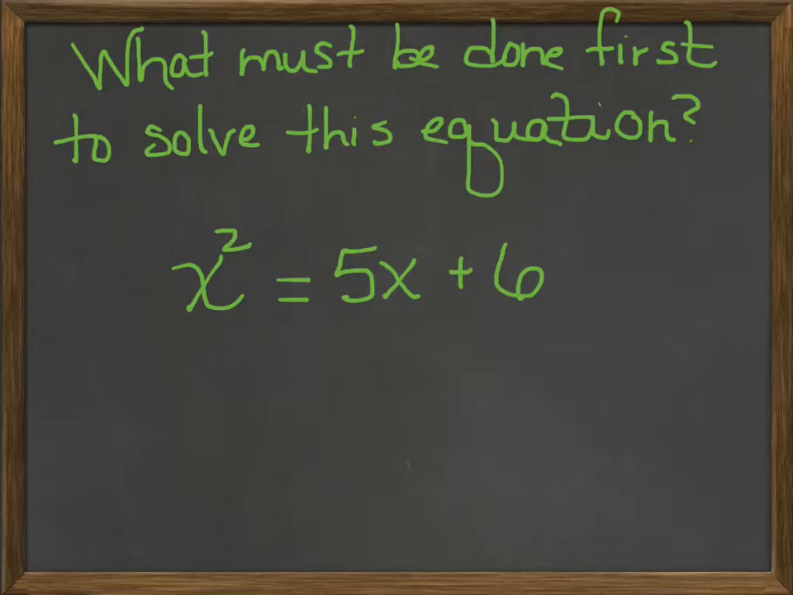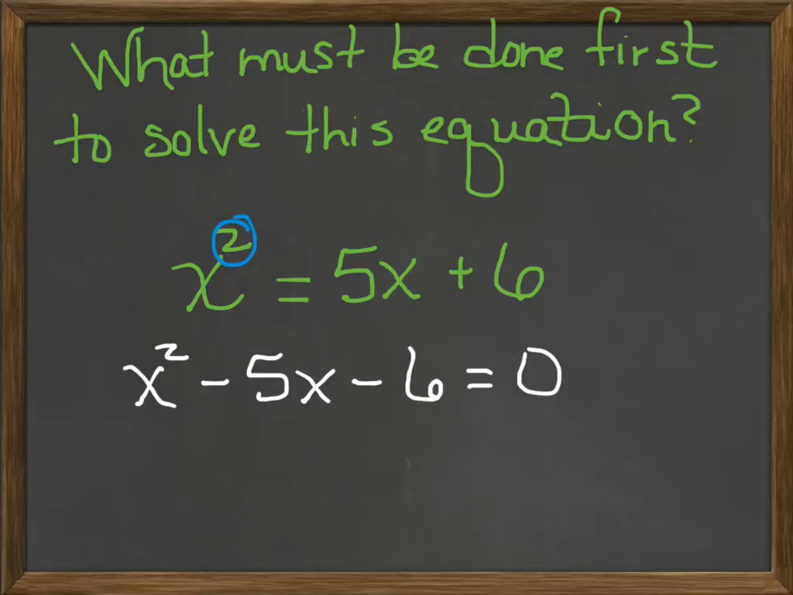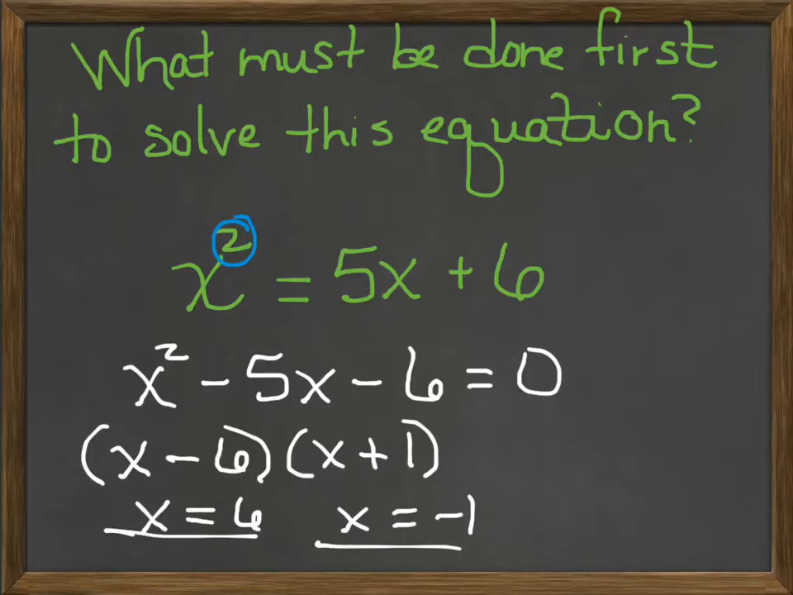What must be done first to solve this equation? Since it is a second degree equation, we don't solve it by isolation. Once again, we solve it by various methods. But the first thing you need to do is set everything equal to 0. Try to keep your x squared positive. So pull your 5x and your 6 over to the left-hand side. And then from there, if you were asked to solve it, you want to inspect it. Are there factors of 6 that add up to -5? The answer is yes. Set it equal to 0. And your two factors are 6 and -1.